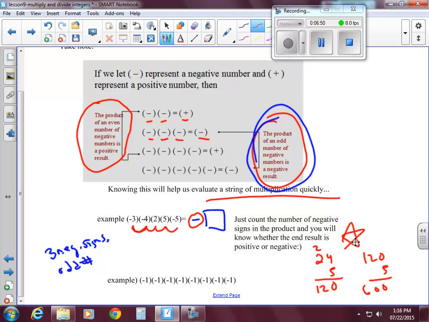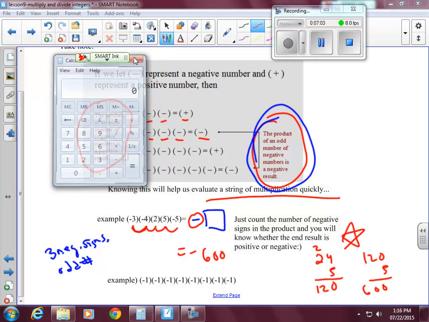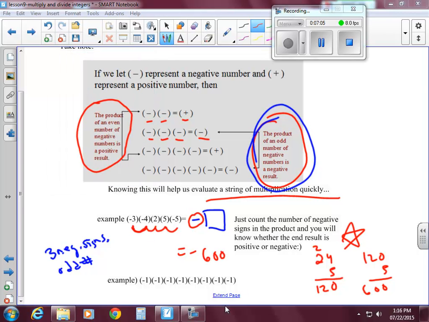Is 600. So the final answer there is negative 600. But see, what's nice is we can think through that in our head without using one of these. We want to think through it without using a calculator. Okay, this course is all no calculator.